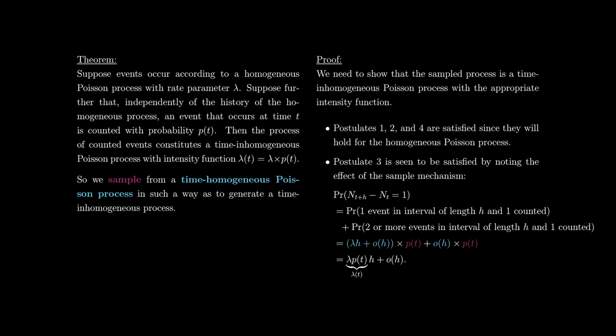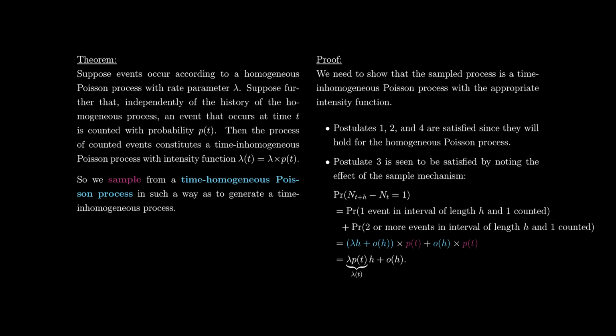And then again, from the homogeneous part, what's the probability of observing two or more events? Well, that's just going to be little o. And what is the probability of counting that event? Well, p(t). There you go. Then we simplify the calculus. Remember, the little o tends to gobble up terms, and we end up with the appropriate intensity function, which we find to be lambda times p(t) times h, which is just lambda(t) as stated in our theorem, plus terms which are little o. And that establishes the theorem.